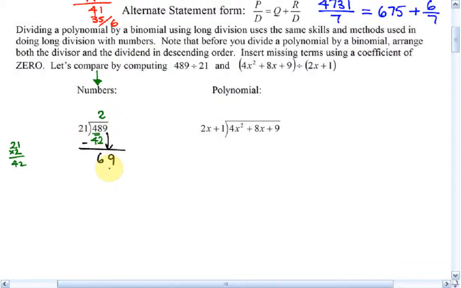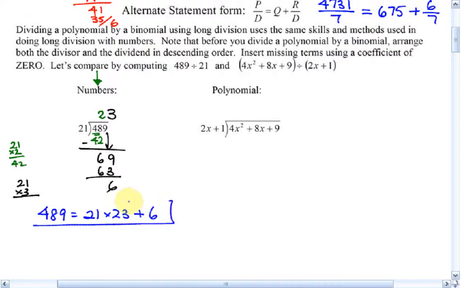And you ask yourself, 21 goes into 69 how many times? 3, I heard. Thank you. And then you go 21 times 3, which is 63. And we'll subtract, and then you get 6. Okay? So the division statement for this one, of course, is just 489 equals 21 times 23 plus 6. Okay?